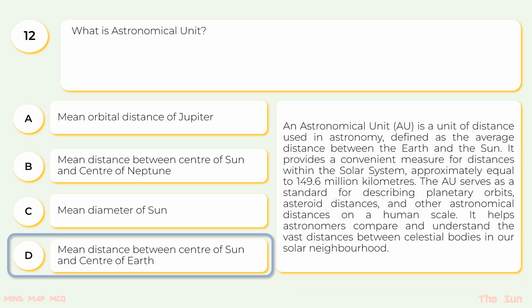An astronomical unit, or AU, is a unit of distance used in astronomy defined as the average distance between Earth and the Sun. It provides a convenient measure for distances within the solar system, approximately equal to 149.6 million kilometers. The AU serves as a standard for describing planetary orbits, asteroid distances, and other astronomical distances on a human scale. It helps astronomers compare and understand the vast distances between celestial bodies in our solar neighborhood.